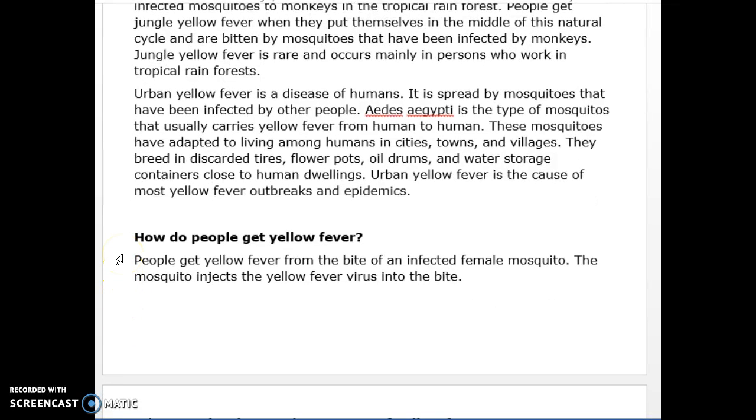How do people get yellow fever? People get yellow fever from the bite of an infected female mosquito. The mosquito injects the yellow fever virus into the bite.